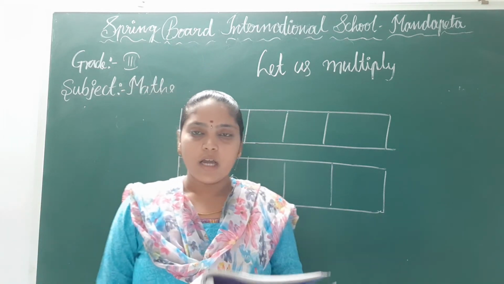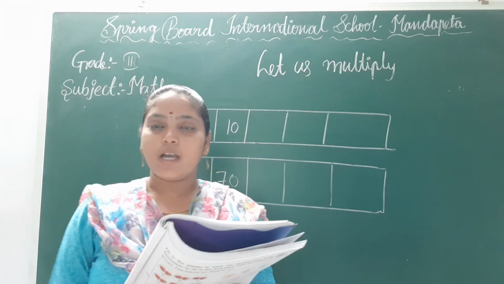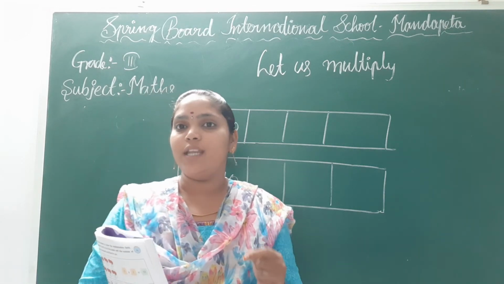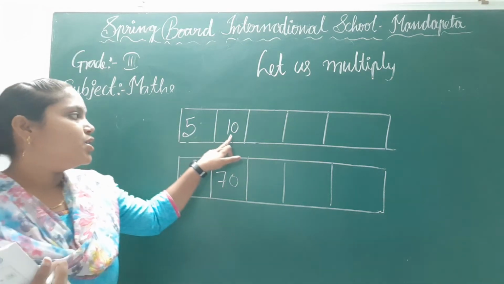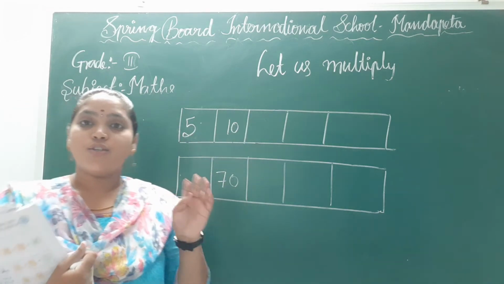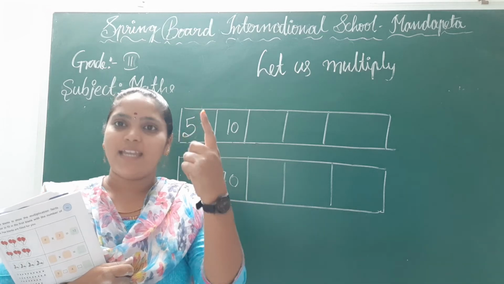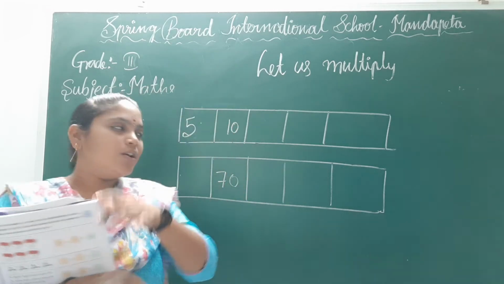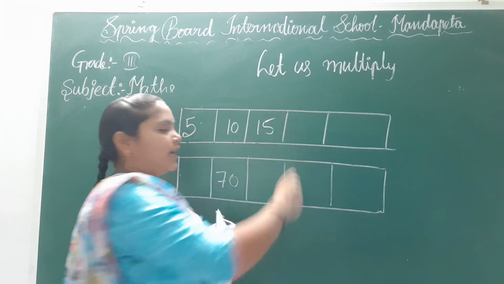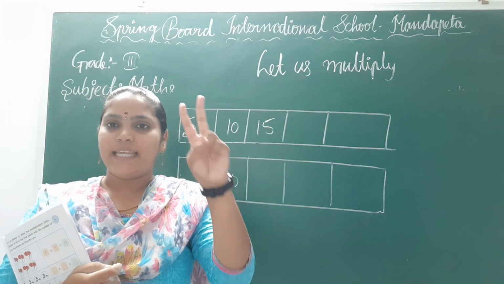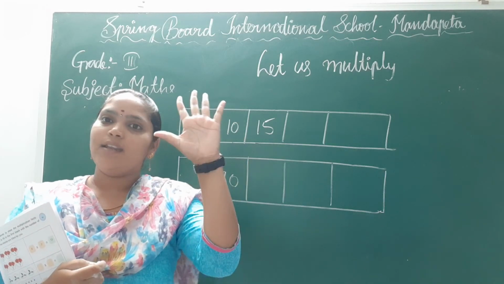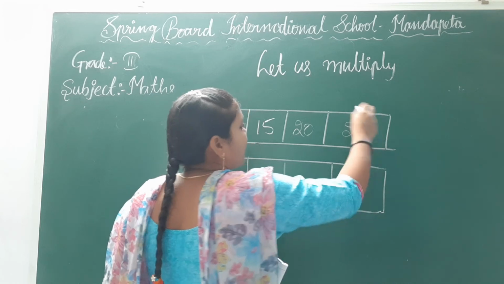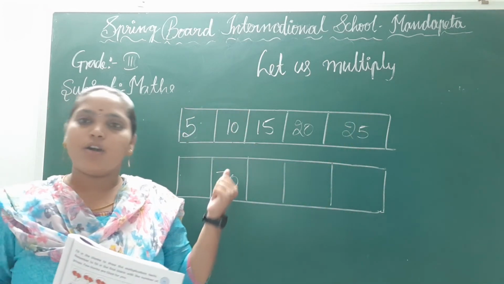Next, fifth one. Count in fives to complete each row. Okay, children, what do we do here? Count in fives. So first 5 is given. So 5, after 5 means 10. So 10, after it count in fives: 11, 12, 13, 14, 15. So write 15. Next 16, 17, 18, 19, 20. So 20, after it 25. Okay, so here the first row is completed.